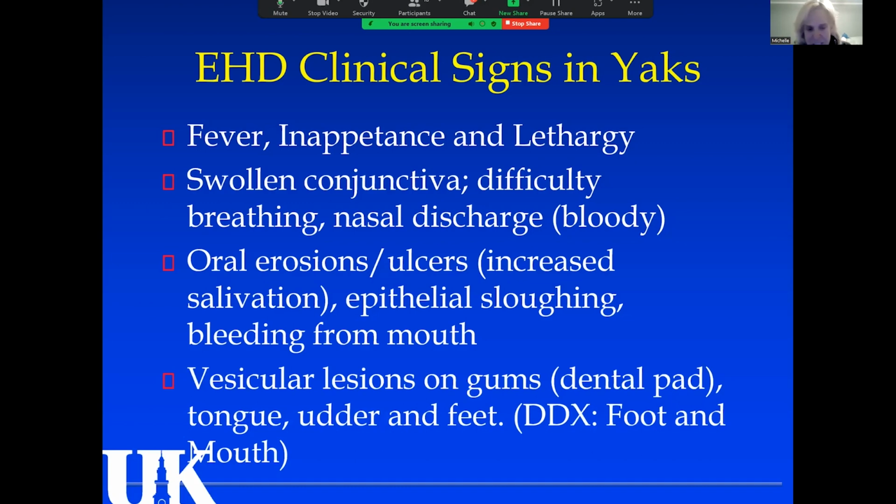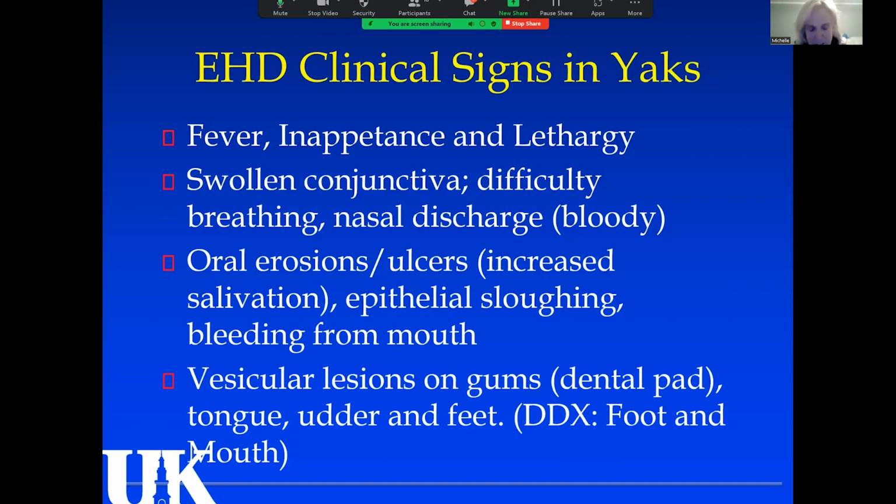So these lesions, these vesicular lesions, just means it has a vesicle, like a fluid-filled blister. You get them on the gums, the dental pad, the tongue, sometimes on the udder, sometimes on the hooves. And the reason this is important is that any vesicular disease that happens in a ruminant is going to get the attention of any veterinarian that looks at them.